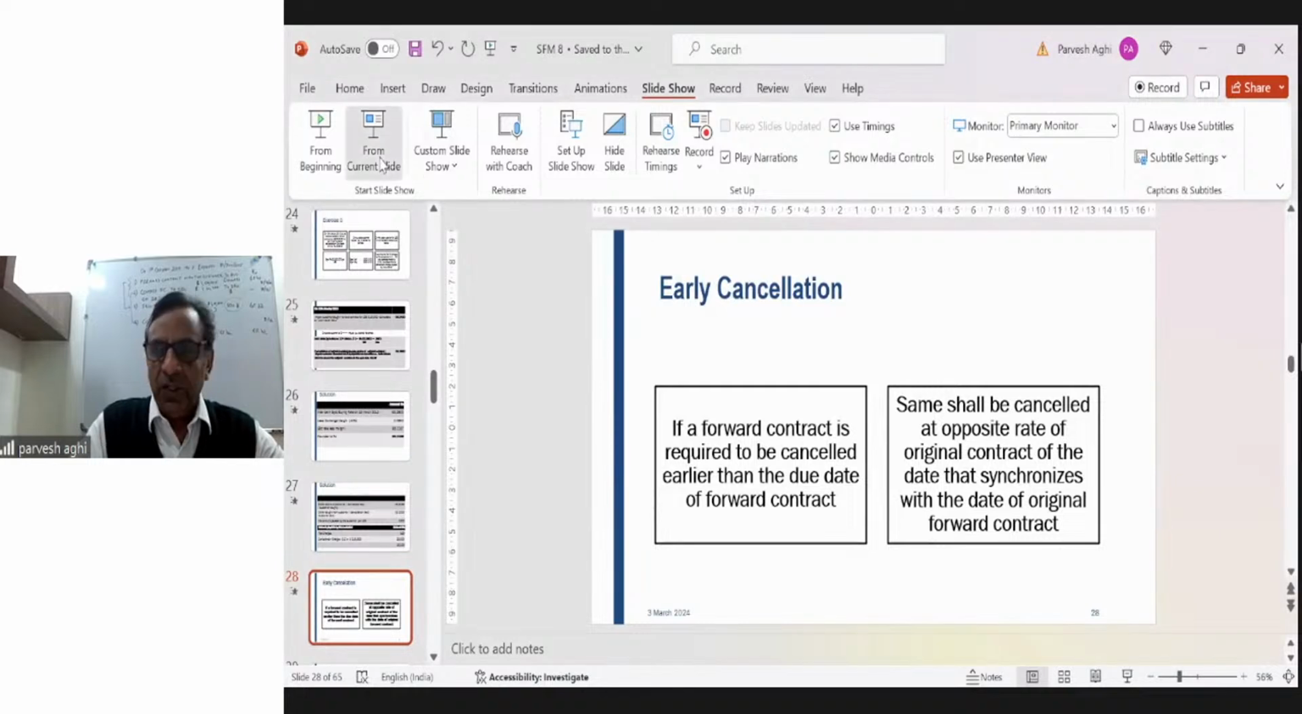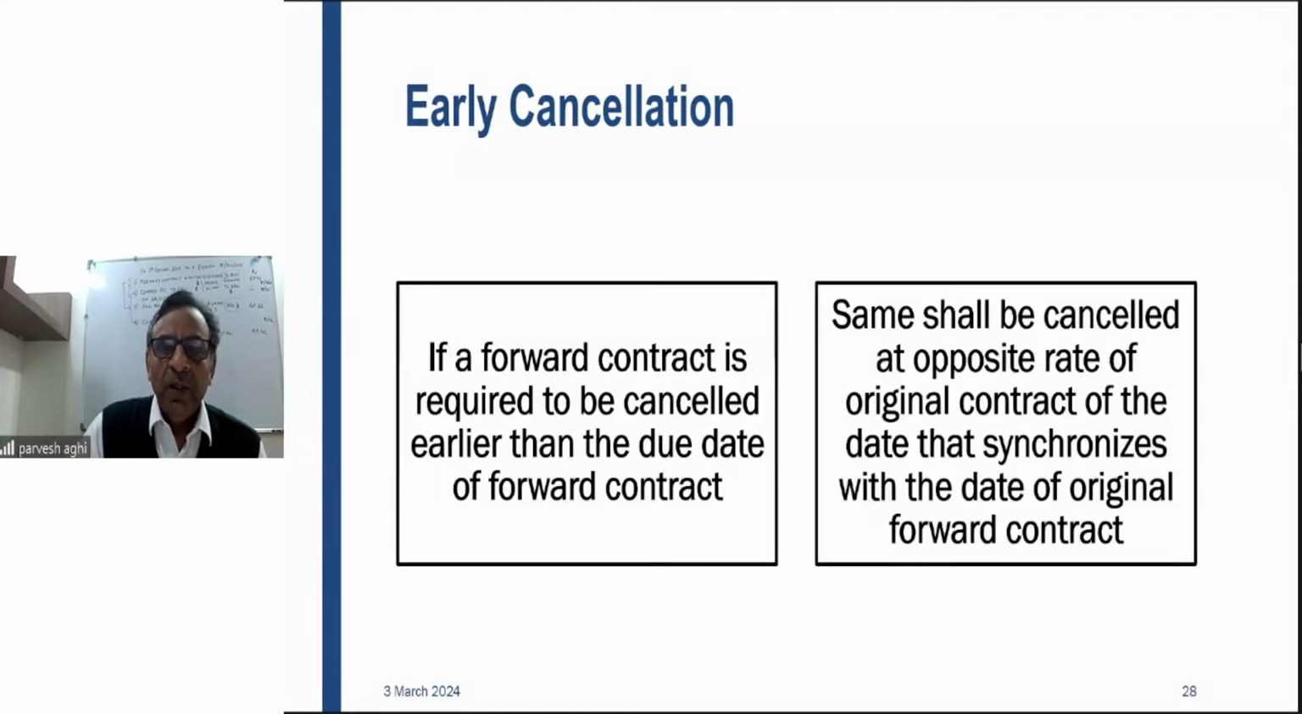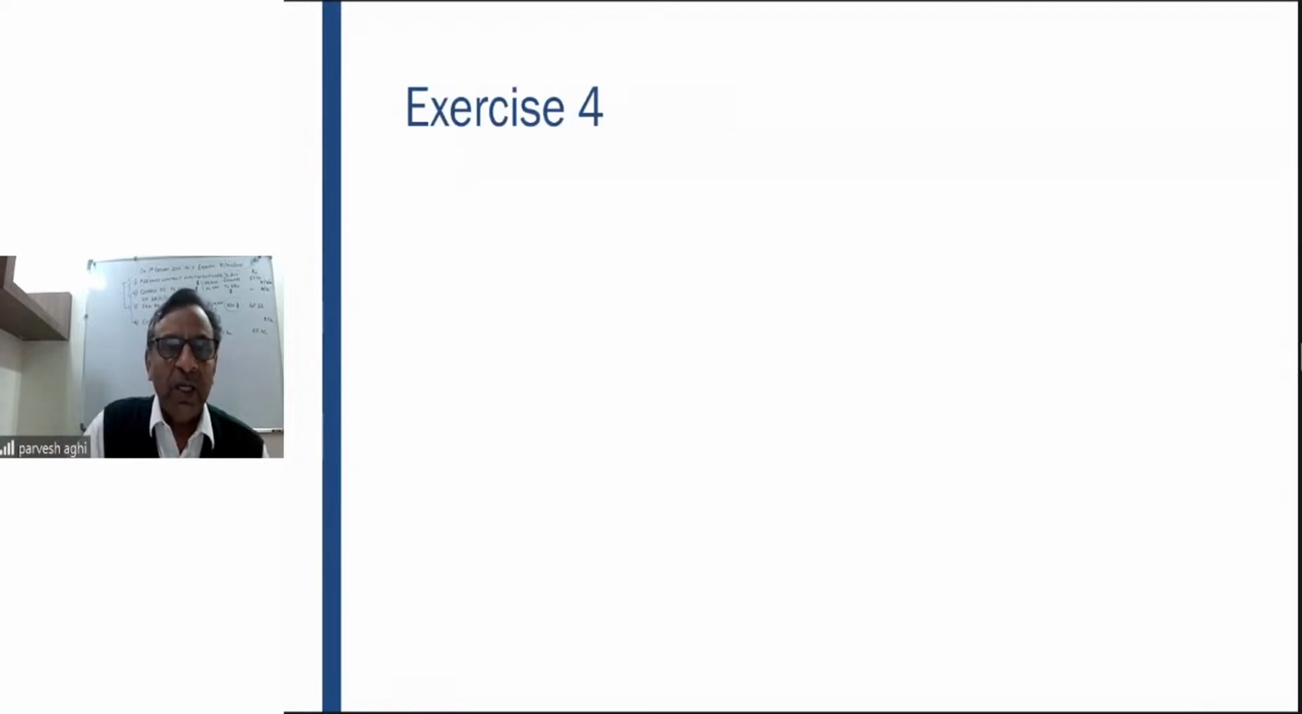Okay. Early cancellation. We'll do one more question before the break. If a forward contract is required to be cancelled earlier than the due date of the forward contract, the same shall be cancelled at the opposite rate of the original contract of the date that synchronizes with the date of original contract. So what it means, we'll understand through an example.